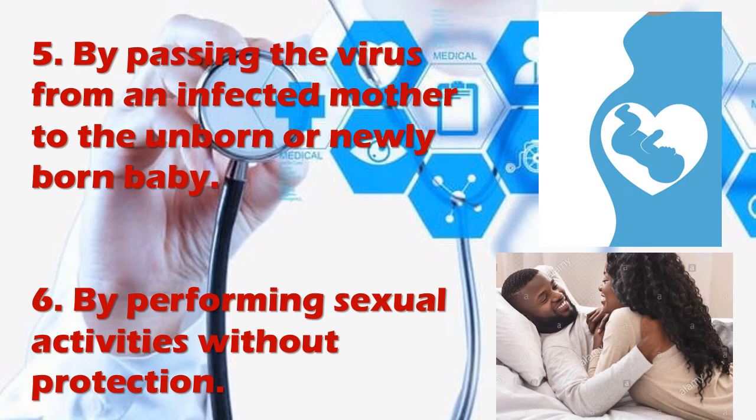Another means of contracting HIV is by performing sexual activities without protection. Sexual activities are only to be done by husbands and wives, people that are married, because before people become husband and wife, they've gone through a lot of tests to tell them that they are very okay, that they are very fit. So all these are ways we can get HIV. So for us to prevent it, we have to be conscious of all these signs that I've talked about.